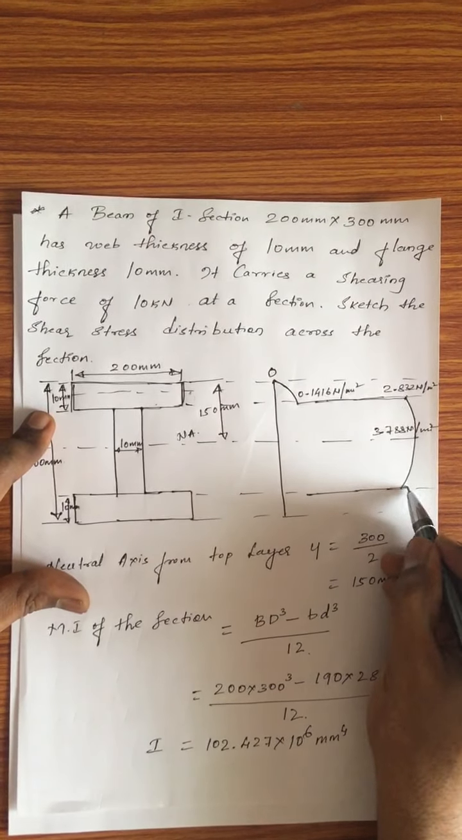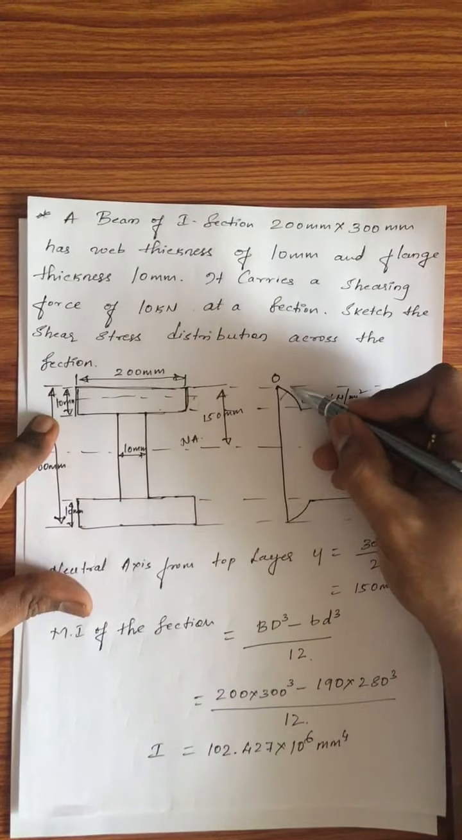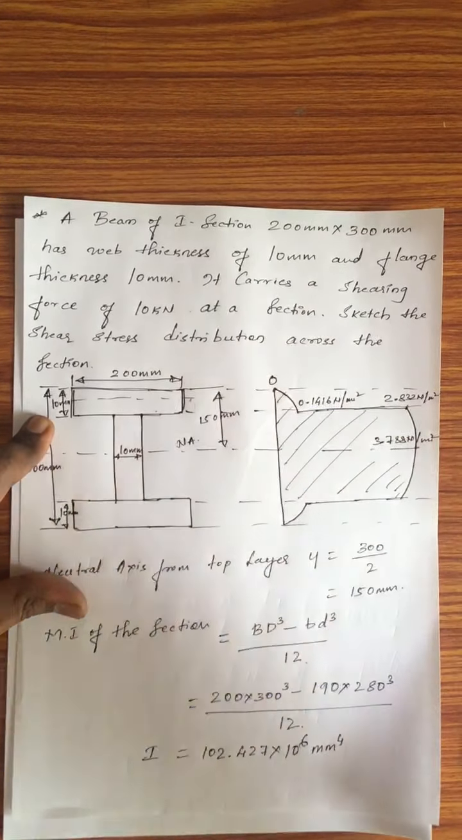Okay, same values will be continued below the neutral axis like this, and this is how we draw the shear stress distribution diagram for an I section beam.